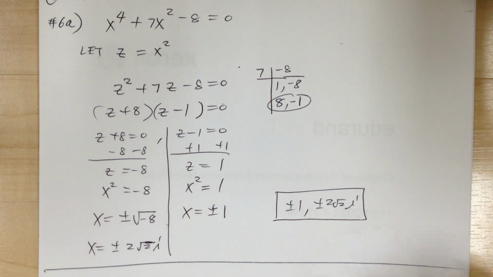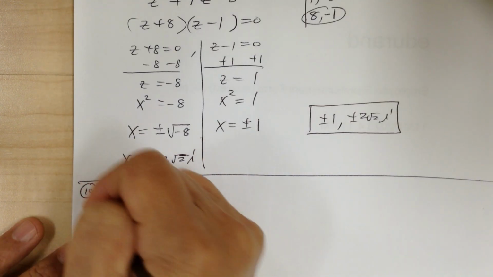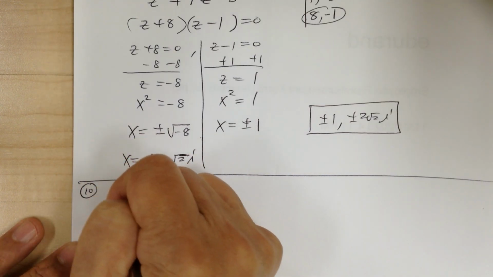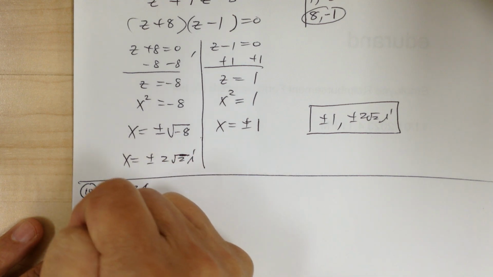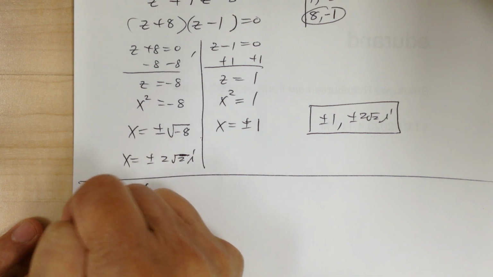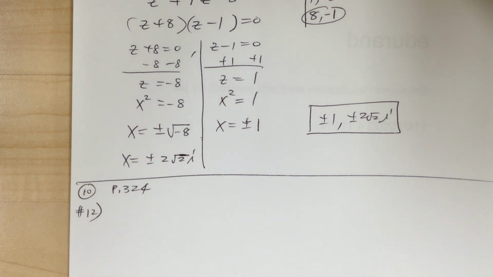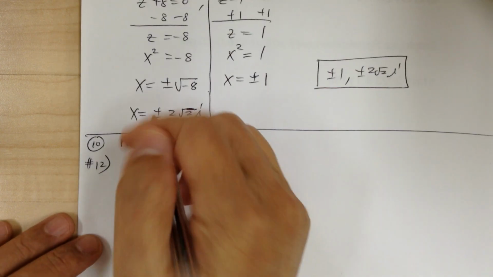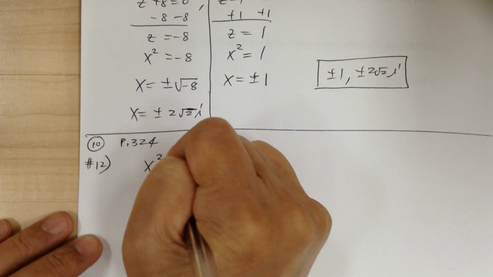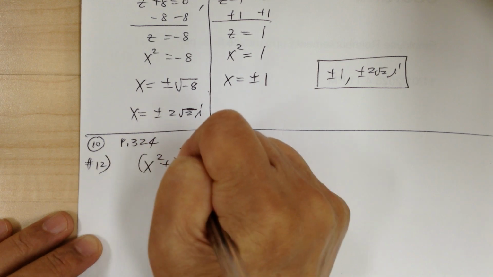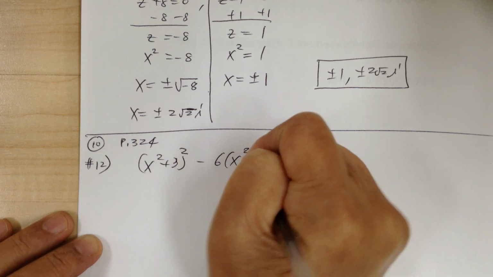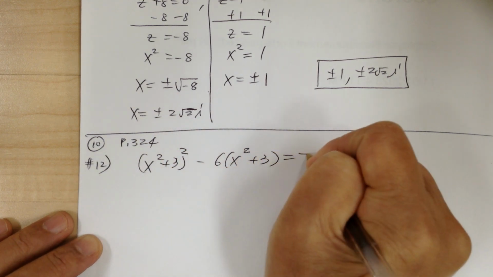Okay, let's go to the next one. Number 10 on the list, again from page 324, and let's go and do number 12. Okay, number 12. You have x squared plus 3, squared, minus 6 times x squared plus 3, equal to 7.